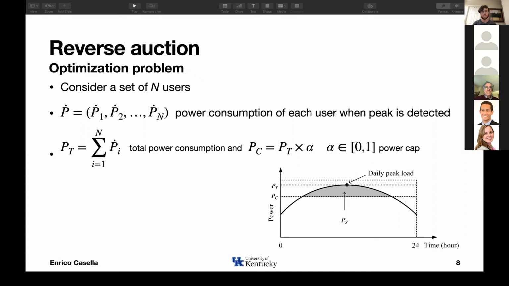Then we want to decrease this PT, which is the peak, and take it down to some fraction of the total power consumption that we define as PC. You can think of it as a power cap. And so the goal is to save an amount of power that is the one highlighted by the gray area in the plot. So it's the difference between the total power consumption and the power cap.